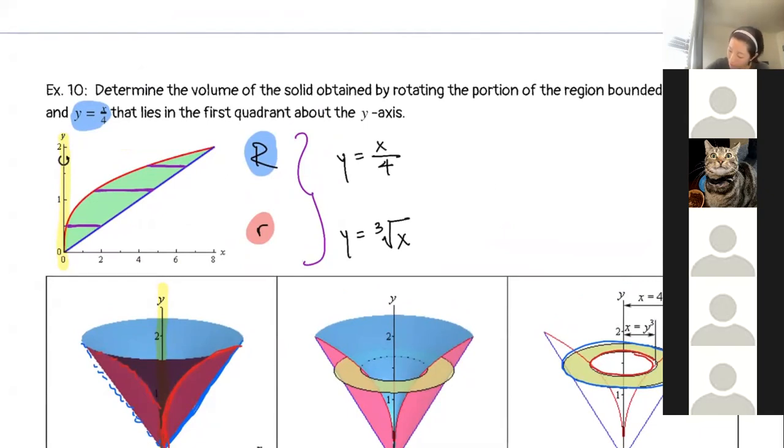So we could say cube root of x equals x over 4. Like we could set them equal to each other. We could cube both sides. And we could solve and get those values, all right? I would argue that it might be more beneficial to solve the y one since we're interested in y values. Okay.